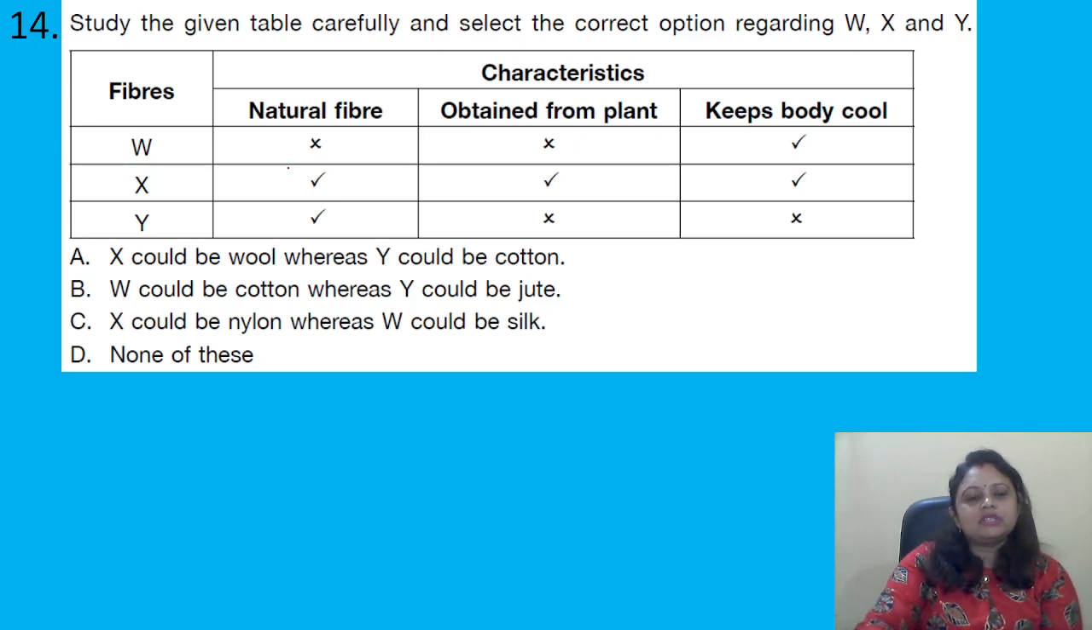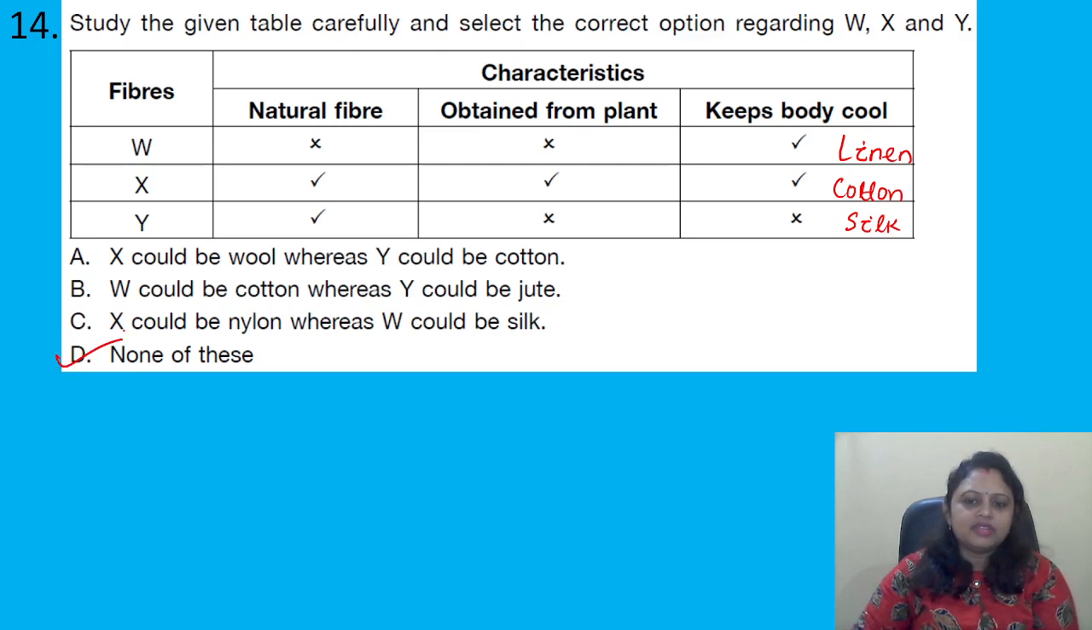So here W is a fiber which is not a natural fiber, not obtained from plant, but keeps the body cool. So W could be linen. Then X is a natural fiber obtained from plant and keeps the body cool, so it could be cotton. Y is a natural fiber, not obtained from plant, and does not keep the body cool, so it can be silk. So the correct answer is option D, none of these.